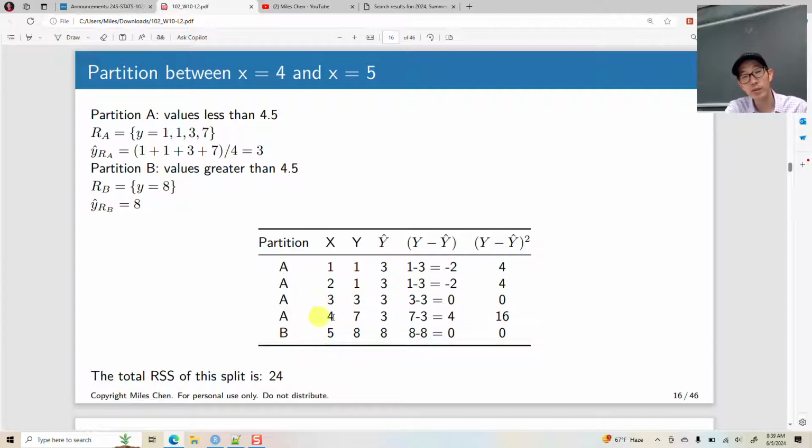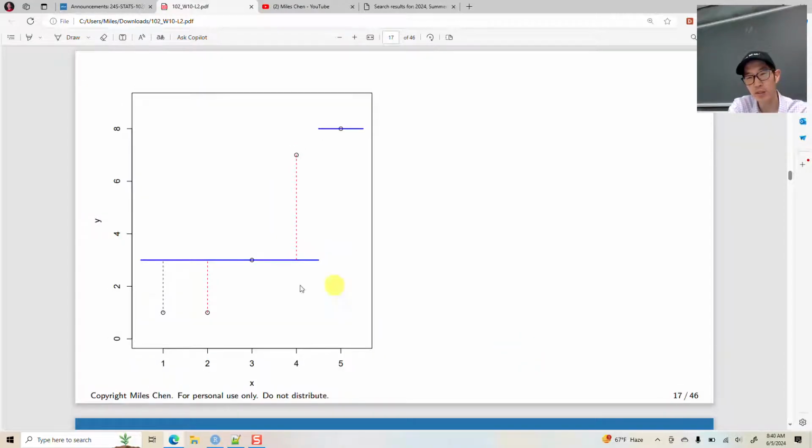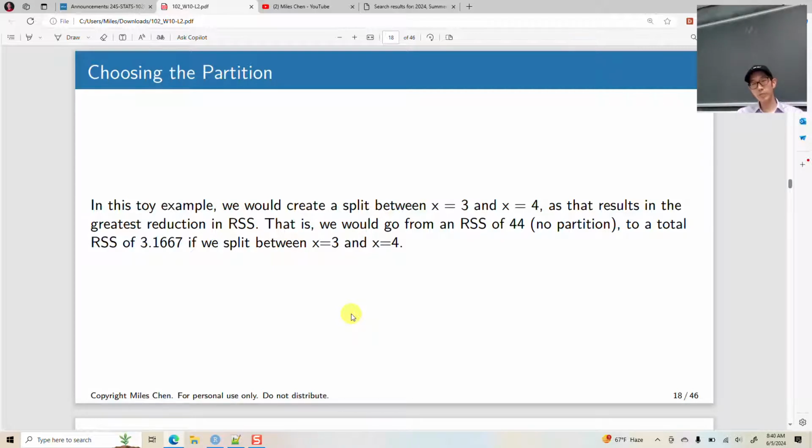Lastly, we would consider a split between x is 4 and x is 5. Our y hat here is 3, and you square your residuals, you get 4, 4, 0, and 16. Over here, we predict 8, with squared residuals of 0 and 0, and when you add that up you get 24 for your squared residuals. Looking at all of the different splits, the best split happened between x is 3 and x is 4, and our RSS after the split there was 3.1667.